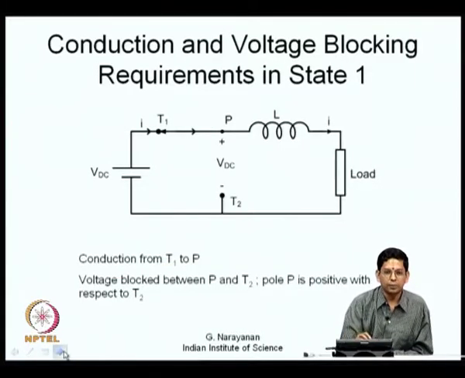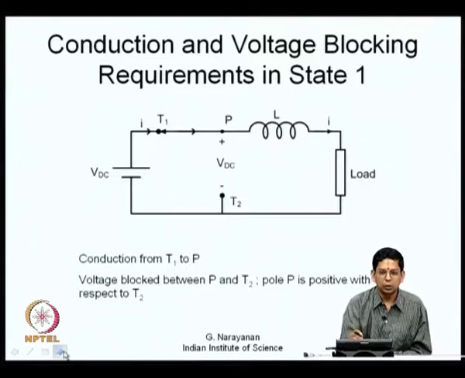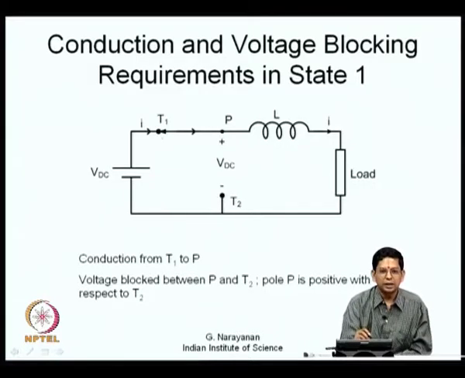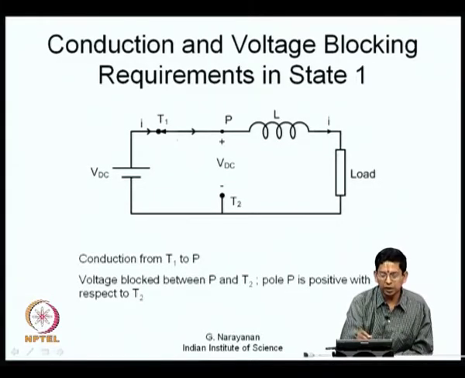So, we move on, we take a look at state 1 now. What do we need in state 1? Pole P is connected to T1. So, you have certain requirements for conduction. Whatever switch you may use between P and T1, it should be capable of conducting in this direction from T1 to P. The direction of conduction required is from T1 to P. When P is connected to T1, there is no connection between P and T2.